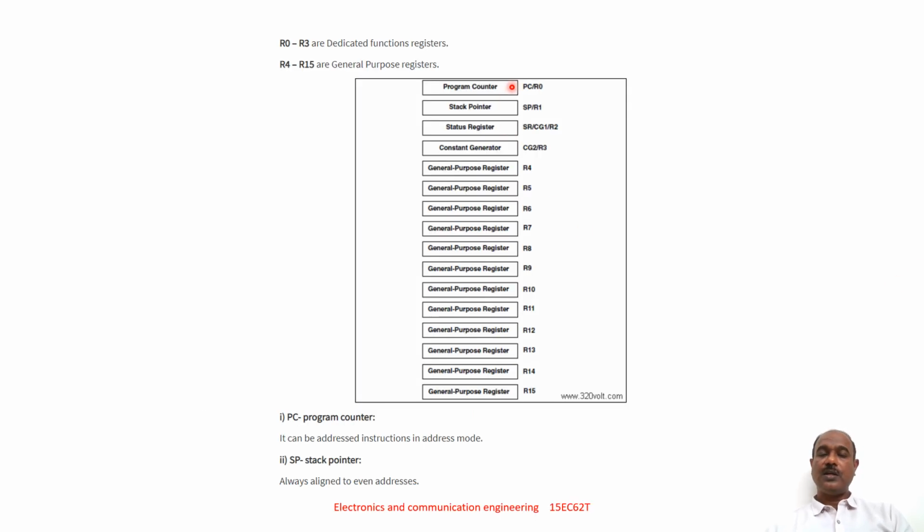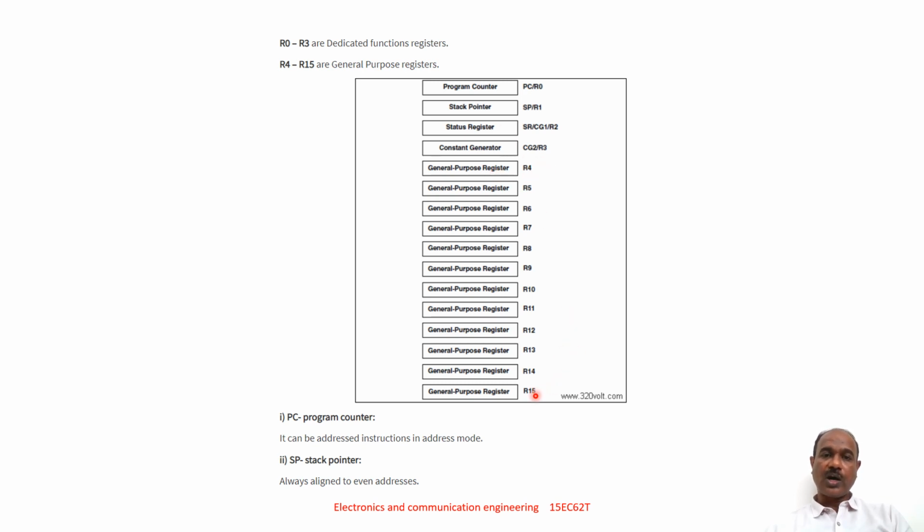So we have seen the details of the program counter. We have seen how the stack pointer can be used to access the stack. We have seen the different bits of the status register, which indicates the current status of the MSP430 microcontroller, and we have seen the constant generators CG2, and CG1 is here, that is this one, R2. Now the remaining registers are what?